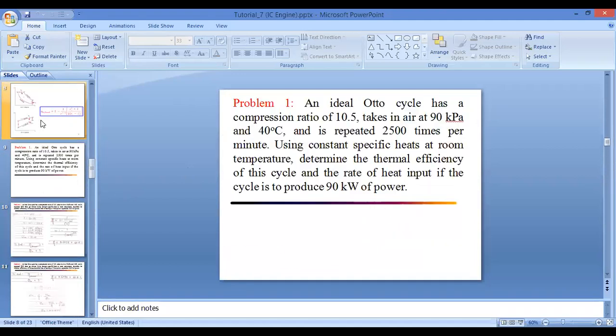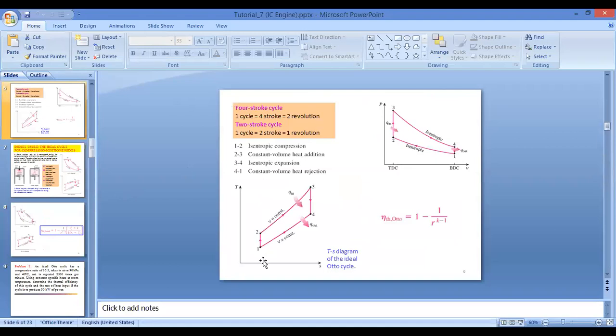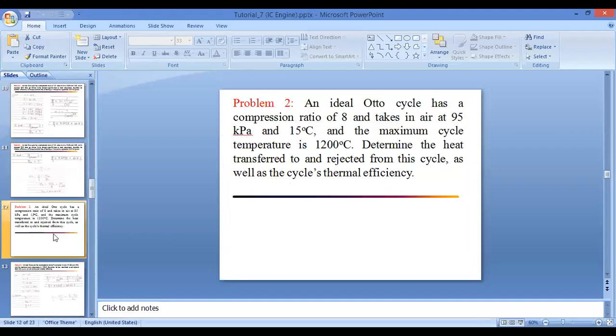Okay, so let us understand the graph for the Otto cycle. This is the graph for the Otto cycle. You can see that initially at point 1, our air is at atmospheric pressure and temperature. After compression, the temperature will increase. After heat addition, again the temperature will increase. But during the expansion, obviously temperature will decrease, and during the exhaust, the temperature will decrease. So the maximum temperature will be after heat addition, that is at point 3. So maximum temperature is given, which is T3, 1200 degrees centigrade.